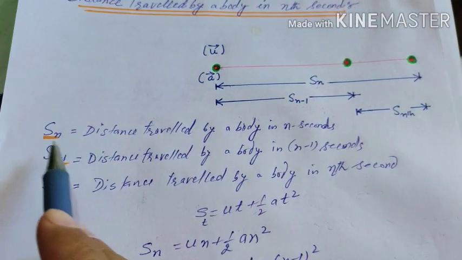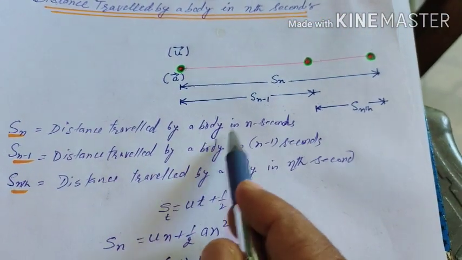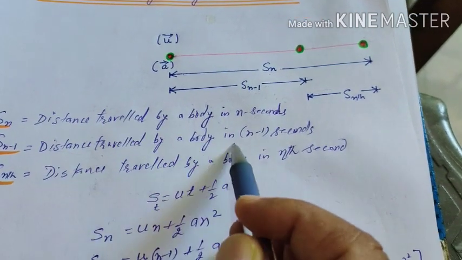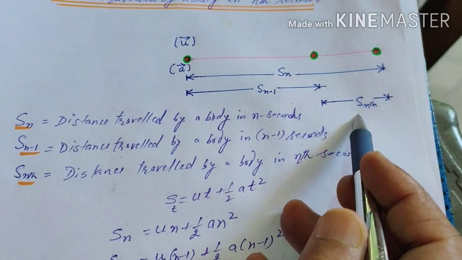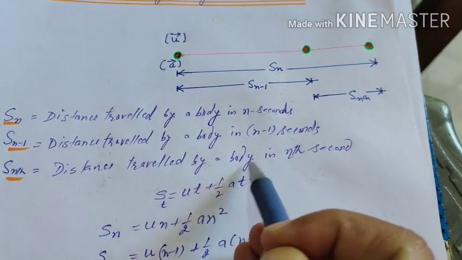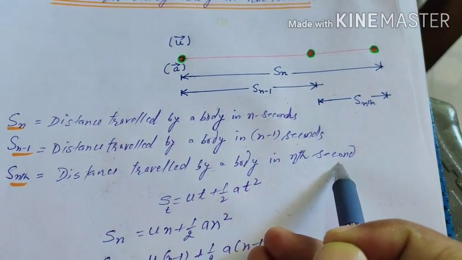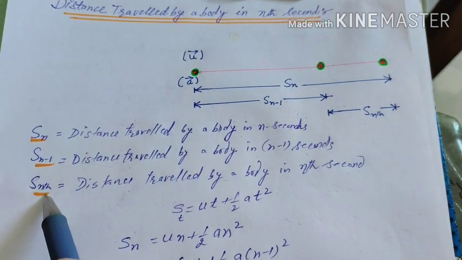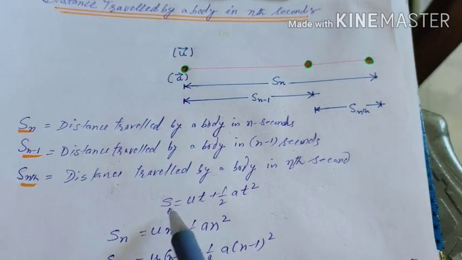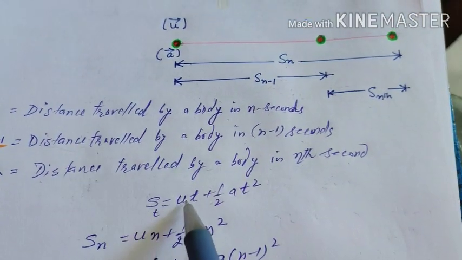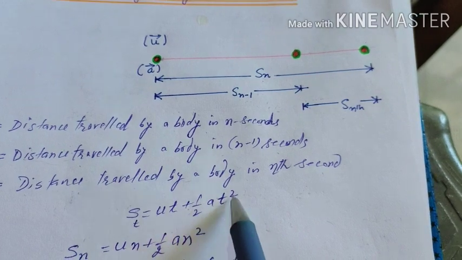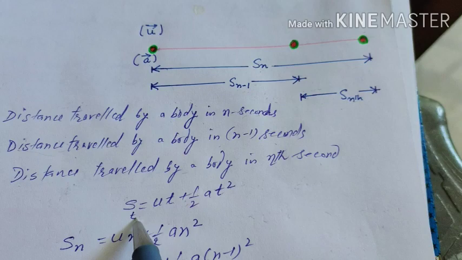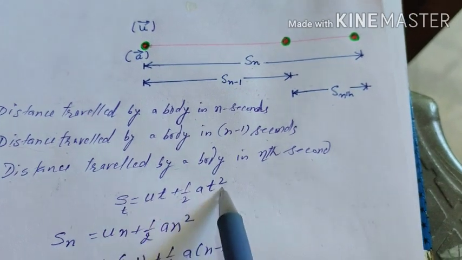So here I have written: Sn is the distance traveled by a body in n seconds, Sn minus 1 is the distance traveled by a body in n minus 1 seconds, and Sn th is the distance traveled by a body in the nth second. To derive the relation for Snth, the distance traveled in the nth second, I will use the formula S is ut plus half at square. Here, the distance traveled in t seconds is ut plus half at square.